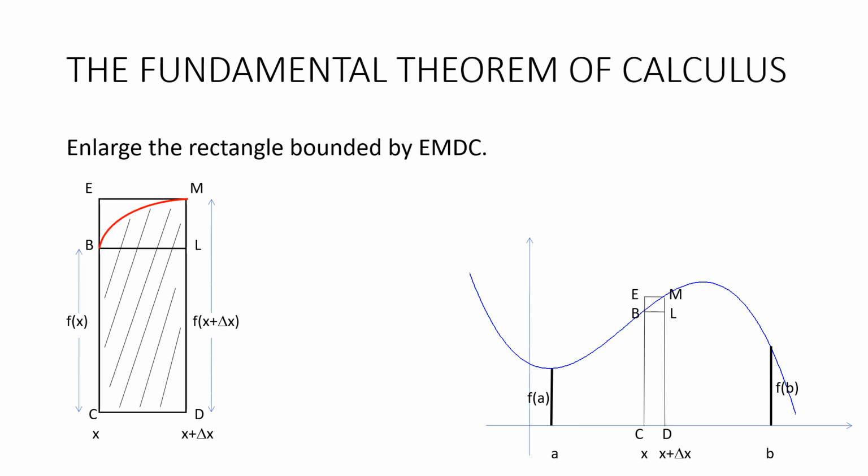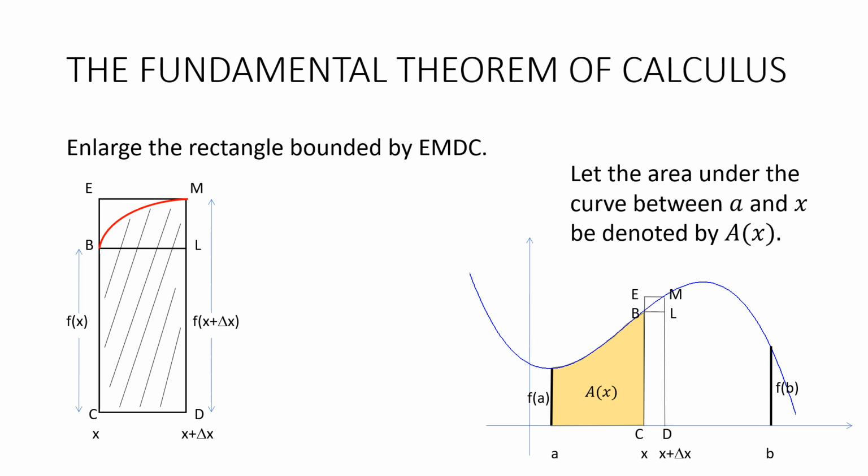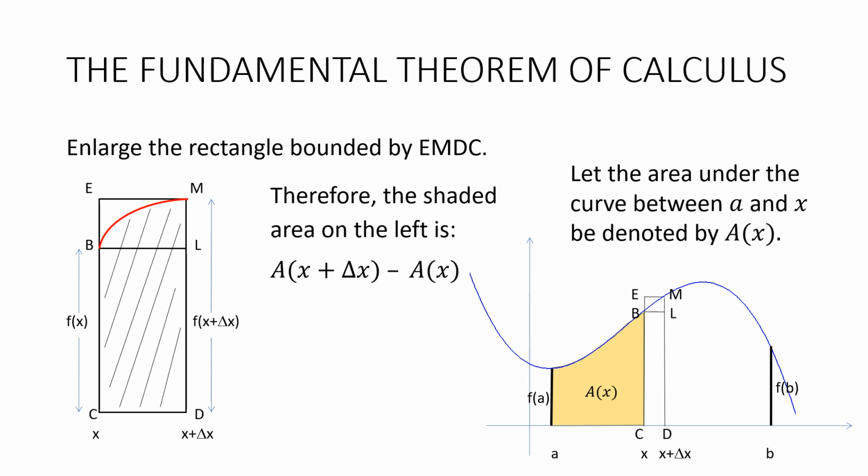Now we're going to take this rectangle here that's bounded by EMDC and enlarge it. Then we're going to let the area under the curve between a and x be denoted by A of x. That means this shaded area is going to be A of x plus delta x, take away A of x. Now make sure that makes sense to you. So it's everything up to here, take away everything up to here.